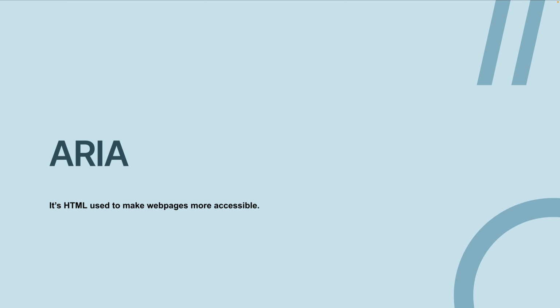Hello there. In this video, we're going to talk about ARIA. Now, what's ARIA? Well, it's an HTML attribute set used to make web pages more accessible.